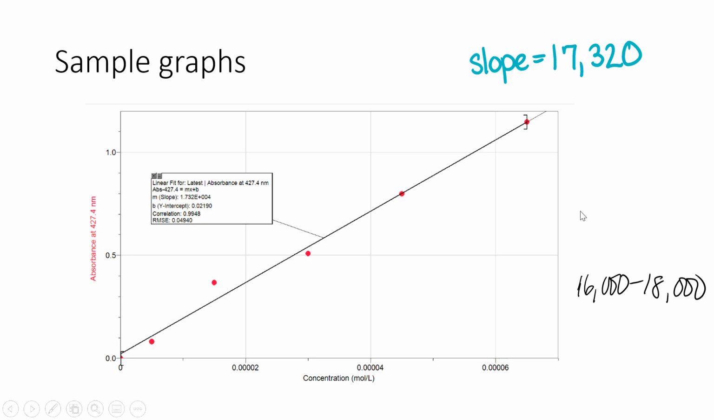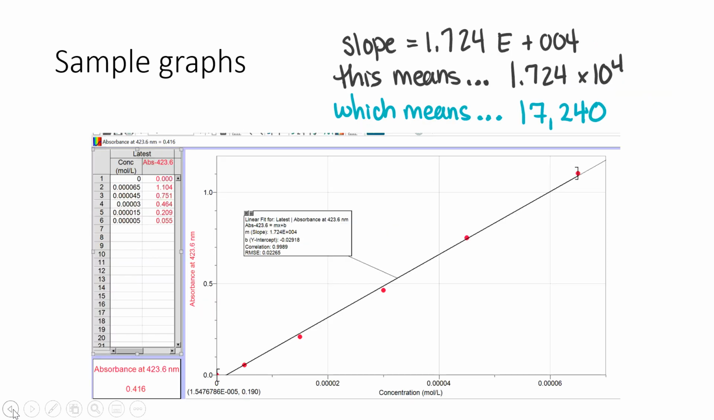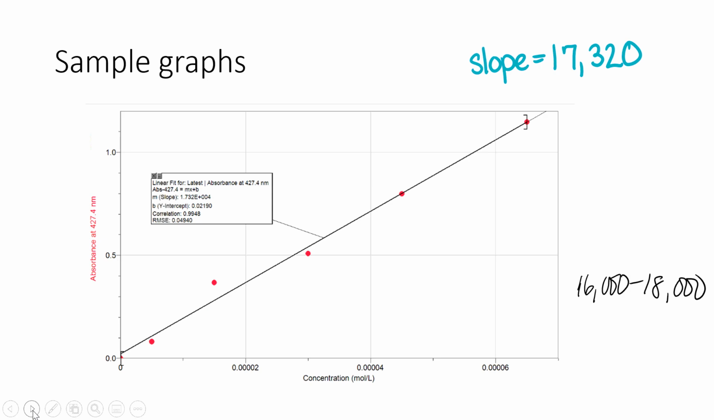And if your group had a hard time getting this graph, then feel free to use one of these sample data sets. There's some slides in OneNote where you can use one of these sample graphs if you don't have a good slope to work with, because we need this to do the last part of the analysis. So your slope should be somewhere between 16,000 to 18,000.